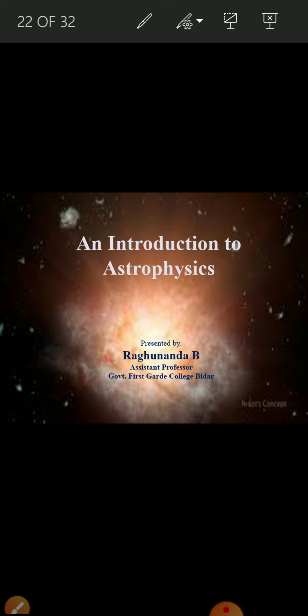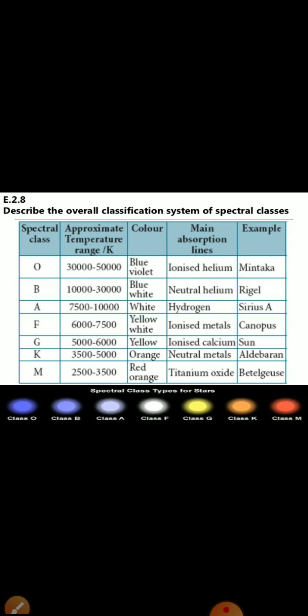Welcome to the second part of the astrophysics chapter. In the last class, we studied astrophysics, the scope of astrophysics, and star properties. Now, in this class, we are going to study the spectral classification of stars, the HR diagram, and stellar evolution. First of all, let us know about the spectral classification of stars.